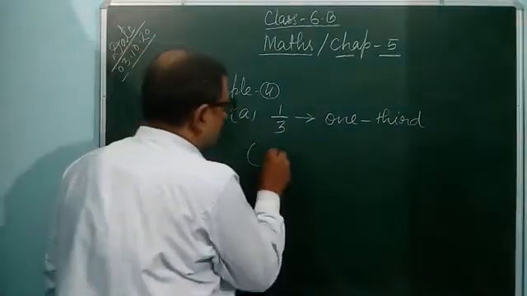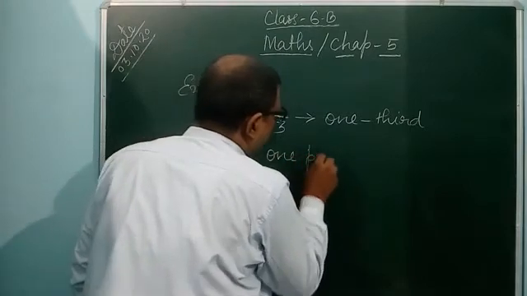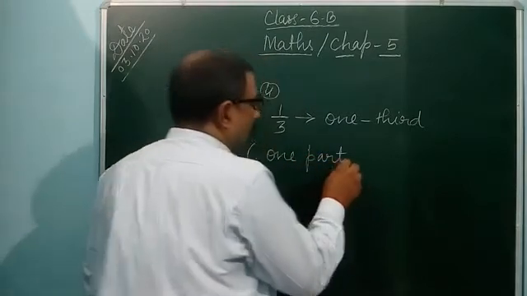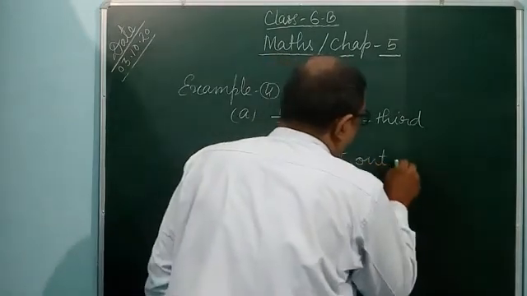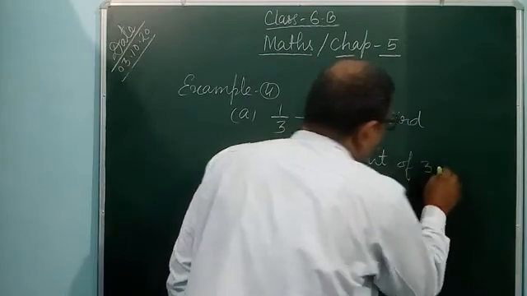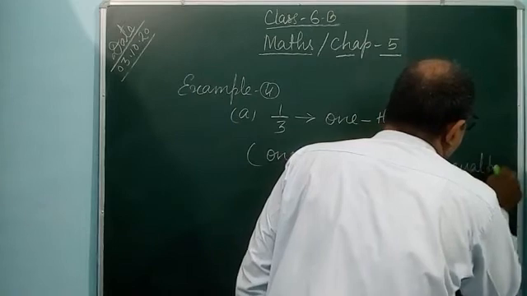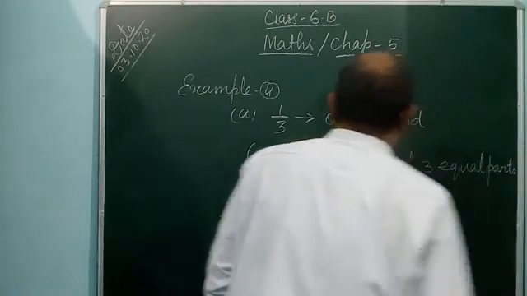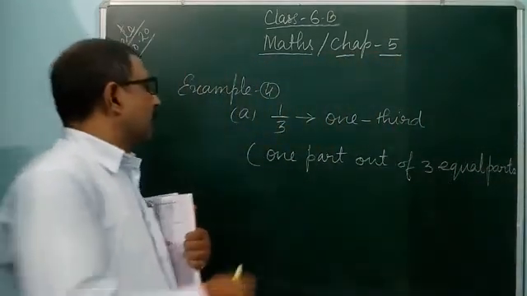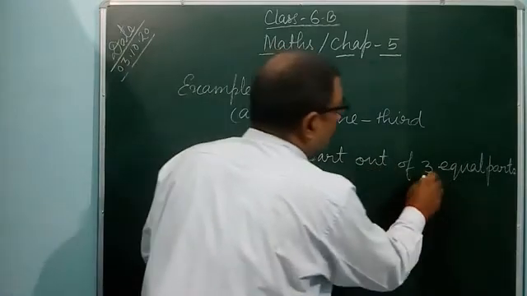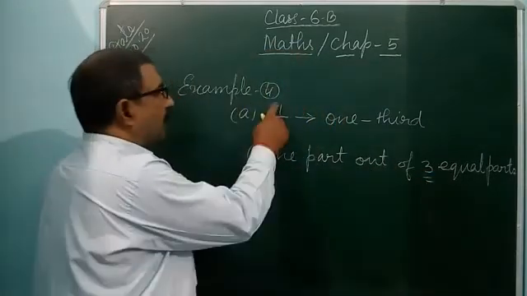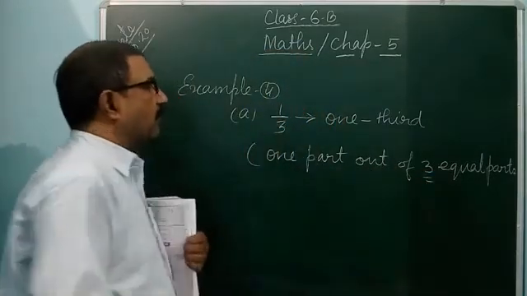It means 1 part out of 3 equal parts. 1 by 3 means 1 part out of 3 equal parts, and 1 part out of 3 equal parts means 1/3.